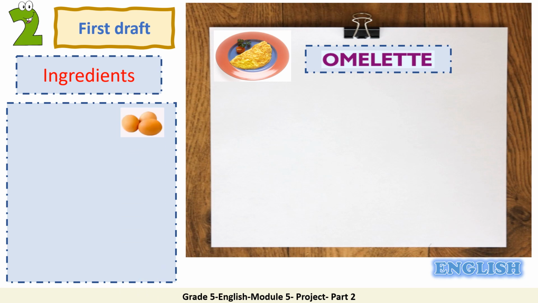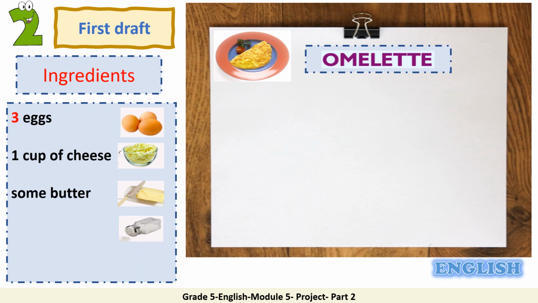Excellent! We need eggs. 3 eggs. What else? Yes, a cup of cheese. We also need, very good, some butter. And, amazing, some salt and some pepper. Then, we will write the steps. Don't forget to add the sequence words to show the order in which the steps must happen. Now pause the video and start to write your own recipe.